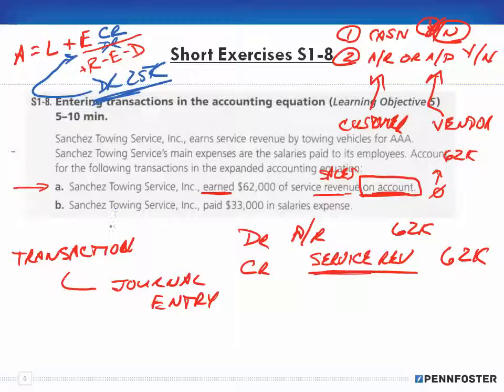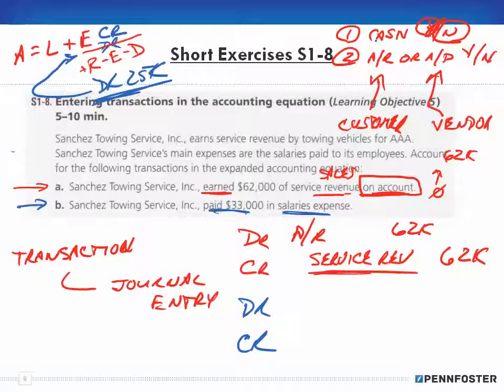And now let's do the next transaction, which is Sanchez here, and he's paying $33,000 in salary expense. Again, I have a debit and I have a credit, right? So the first question I'm asking myself is, am I affecting cash? And the answer to that is yes, because I'm paying salaries. So if I'm affecting cash and cash is an asset, is my cash going up or down?